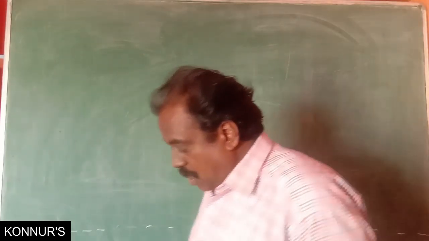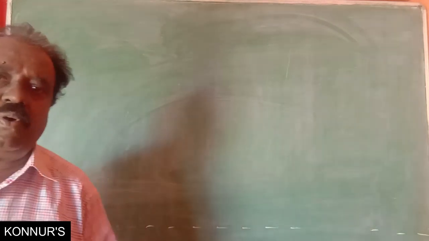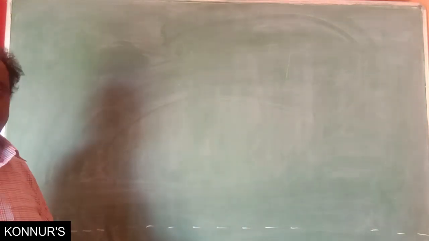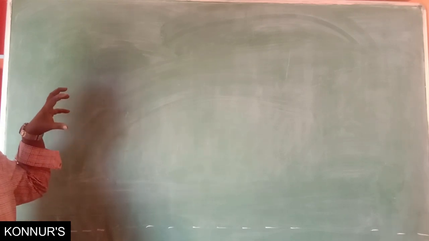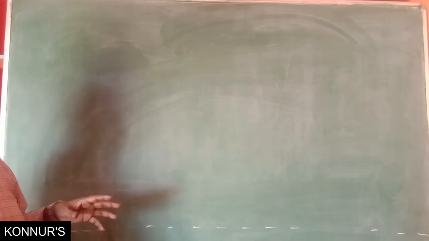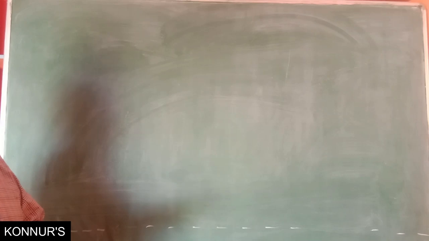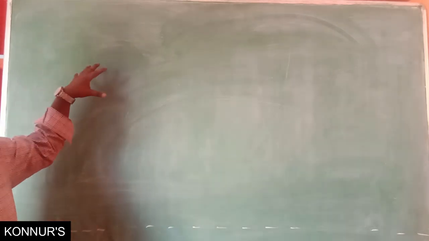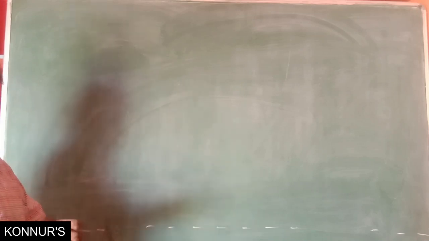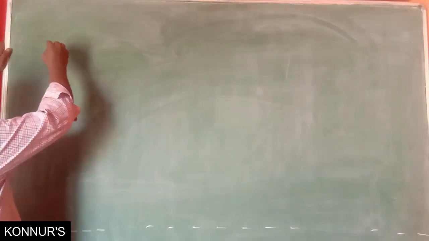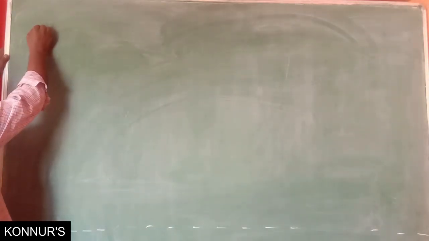Go to compound angles. Compound angles, multiples, submultiples, transformations. Certainly, they are three chapters actually, but together we give the synopsis, the whole set of formulas. Individually they are three chapters, but combinedly we can discuss. You see the list of formulas.